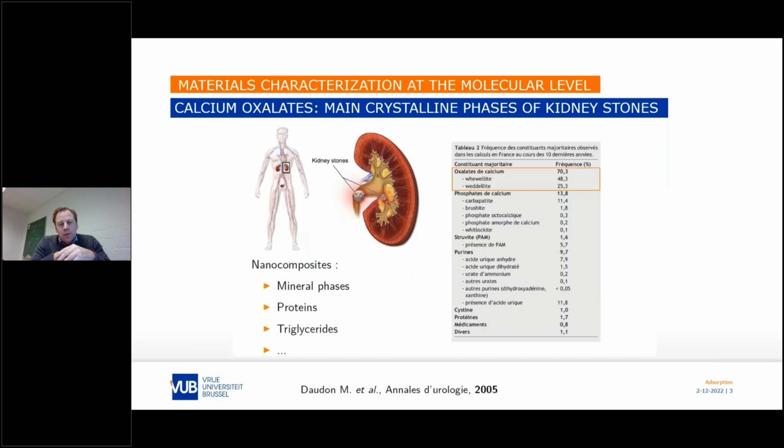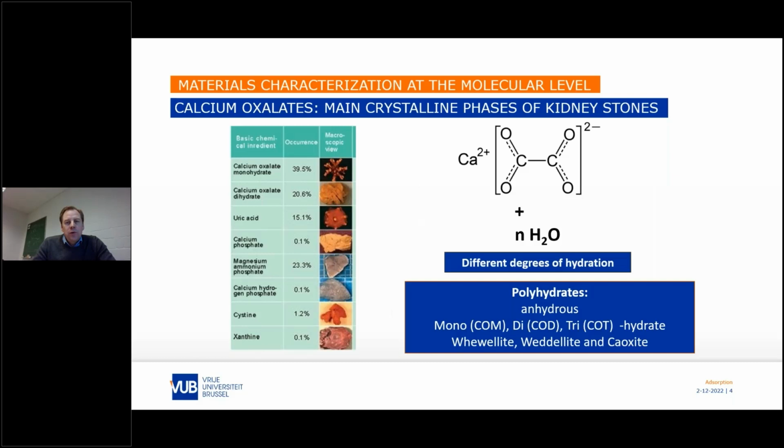Then you have other things like amino acids or other bioorganic molecules that can crystallize, forming solids. But here we will focus on the calcium oxalate. So here is the brute formula. You have a calcium and then a C2O4 anion, which is combined with some water molecules into a crystal. So we have crystalline water. That's why we have the mono, the di, and the trihydrate.